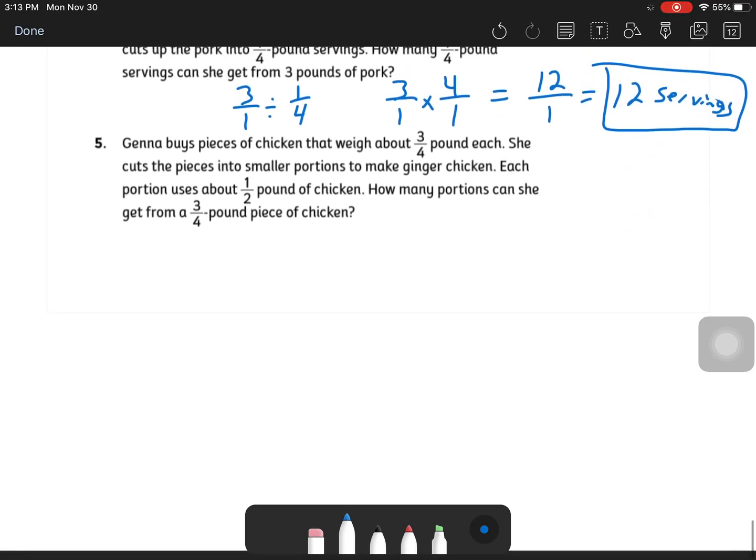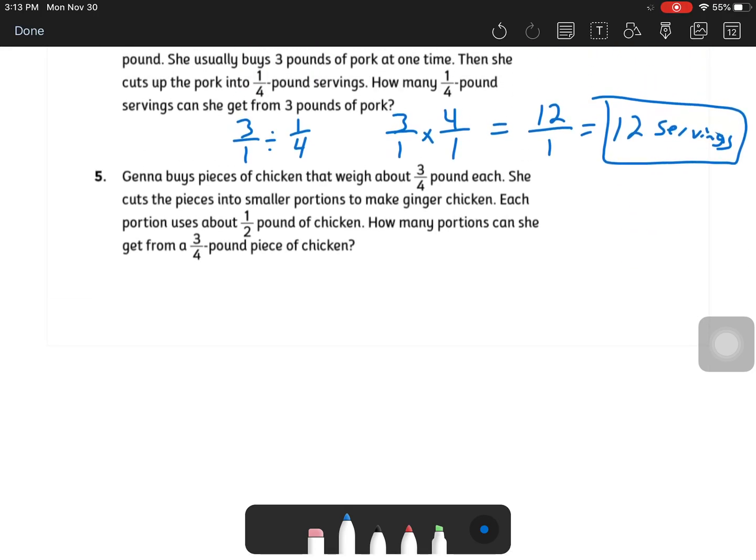All right. And this is the last one. Jenna buys pieces of chicken that weigh 3/4 of a pound each. She cuts the pieces into smaller portions to make ginger chicken. Each portion uses about 1/2 a pound of chicken. How many portions can she get from the 3/4 pound chicken?